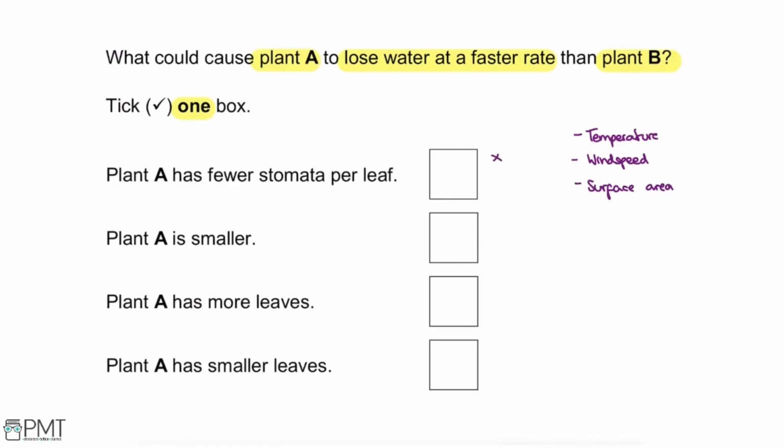The next one says plant A is smaller. Well, that's got less surface area, so that's not going to make it lose water any faster. Then it says plant A has more leaves, so this is more surface area and more stomata, so actually, yeah, that is going to make it lose water at a faster rate. And then the last one must be incorrect, and it says plant A has smaller leaves, which is similar to it having less leaves in that there's still less surface area and less stomata.